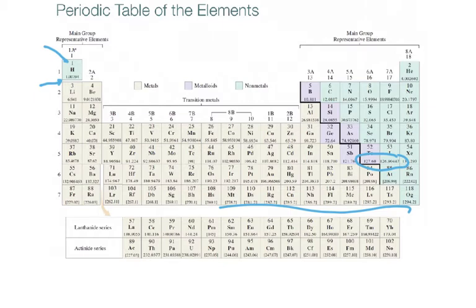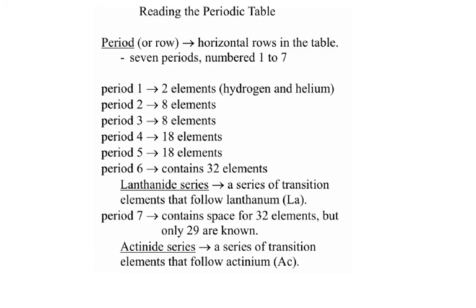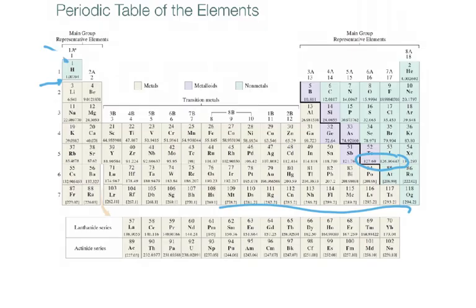Now, the other thing I'm going to point out is we want to look at the difference between what is called a period versus a group. When you read the periodic table, a period is also known as a row, and it goes left to right. They are horizontal rows in the periodic table. You're going to notice that there are 7 periods, and they are numbered 1 through 7. If you look over here, you could see on the margin that the periods are numbered 1 through 7.